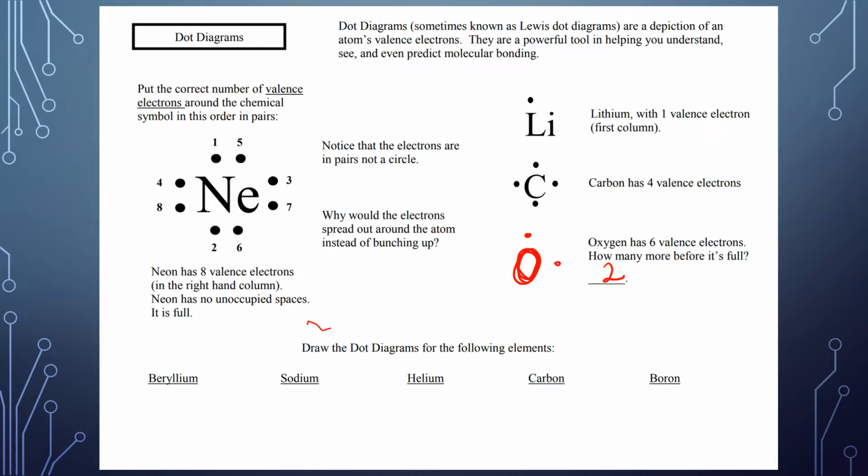So 1, 2, 3, 4, 5, 6. This means that there are 2 open spaces here for a bond to form when they either steal or share electrons with another element. Beryllium has 2 dots, sodium is 1, helium is 2, carbon is 4, and boron, capital B, has only 3 valence electrons. Remember that this comes from the periodic table and looking at those valence electrons.